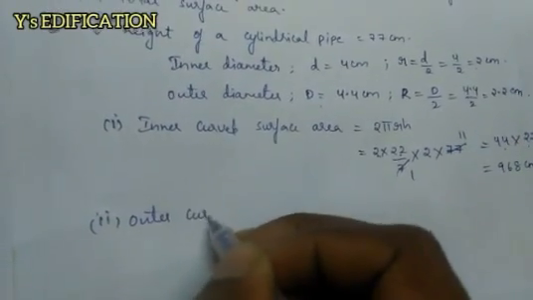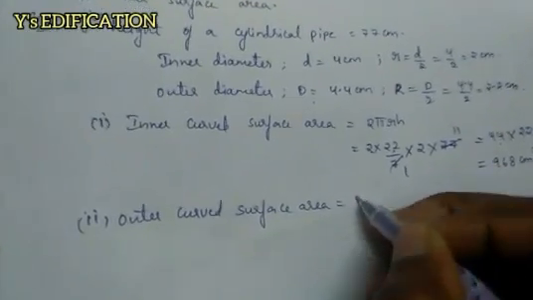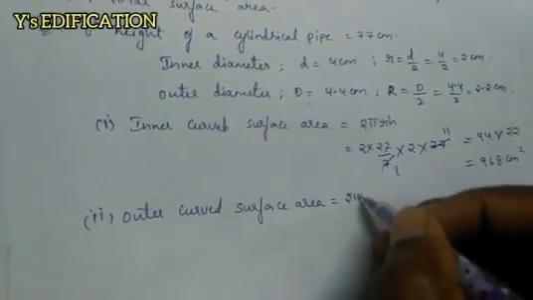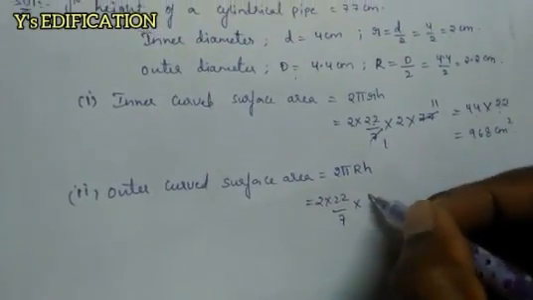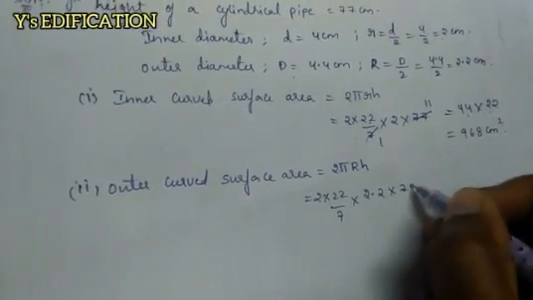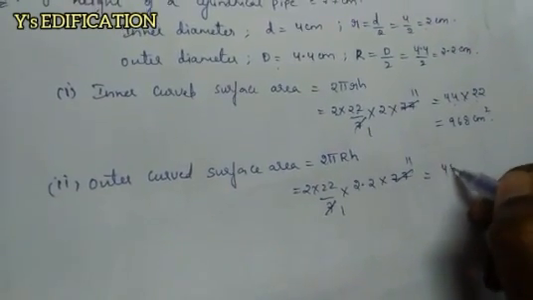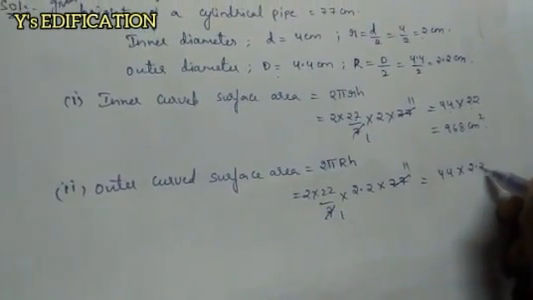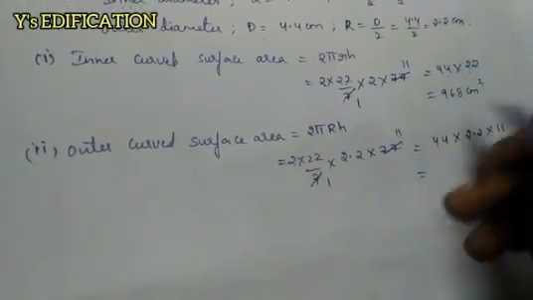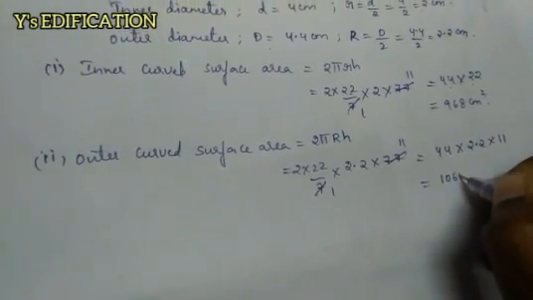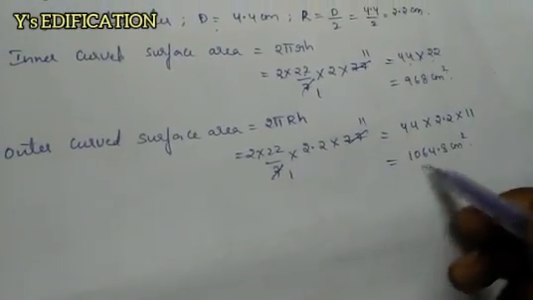Next one, we have to find outer curved surface area. Outer curved surface area also same formula, but here this outer, now we have to write capital R. So 2 into 22 by 7 into what is the capital R? 2.2 into 77. Same way 7 ones, 7 elevens are cancel. So 44 into 2.2 into 11. So when we multiply these three numbers, we will get 1064.8 centimeter square. Okay, multiply these three numbers and you will get this answer.